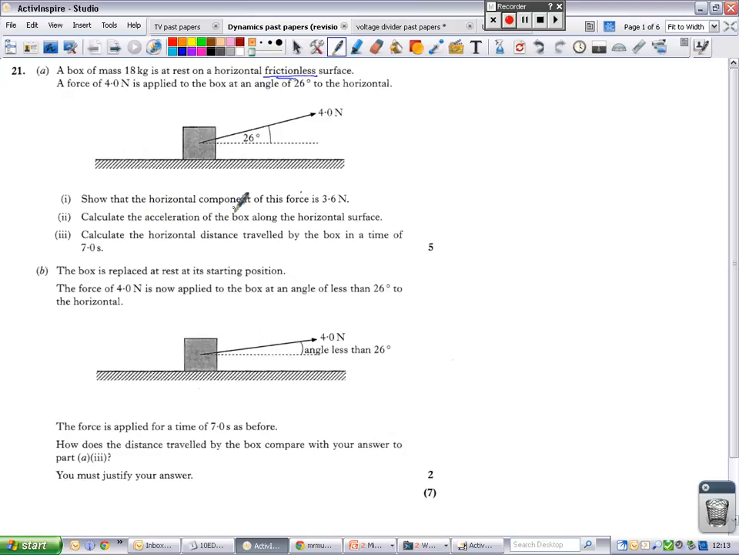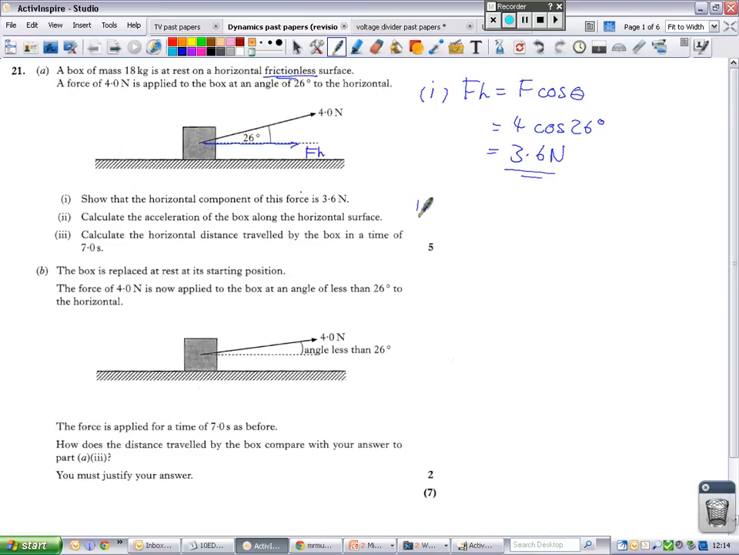Show that the horizontal component of this force is 3.6 newtons. So it makes it quite easy for you there. That's your horizontal component of force along there. Remember, it's cos for the horizontal direction here. So F_H is going to be F cos theta. So it's going to be 4 cos 26 degrees, which will give you the 3.6 newtons required.